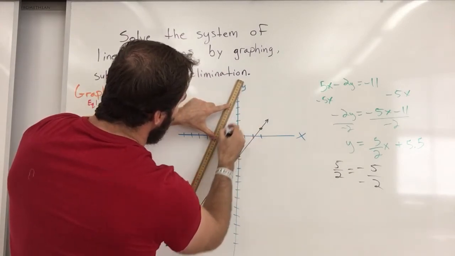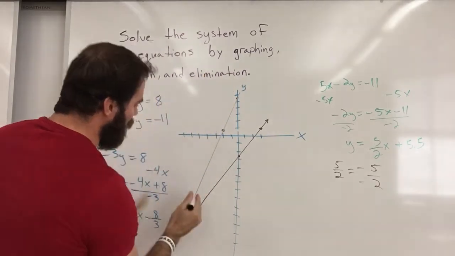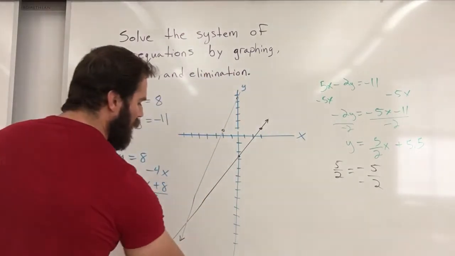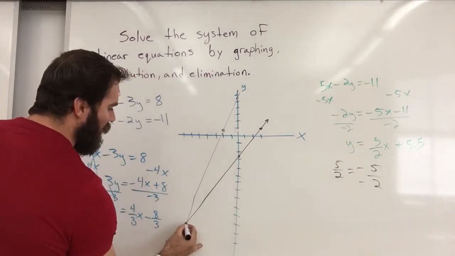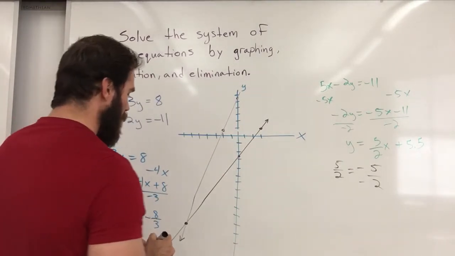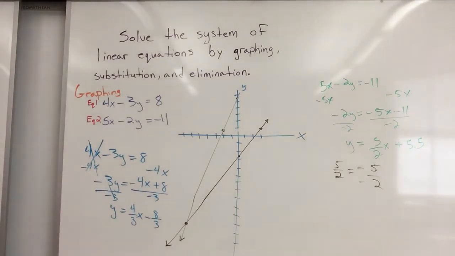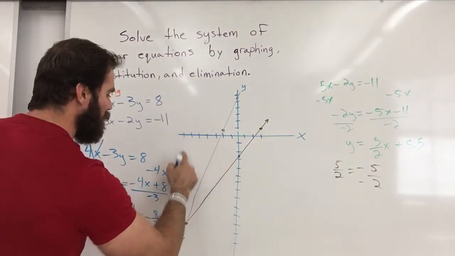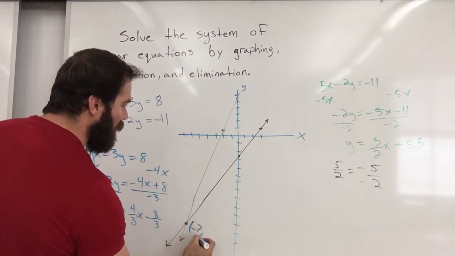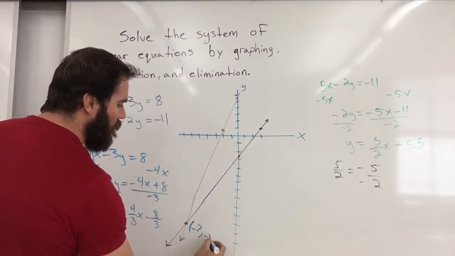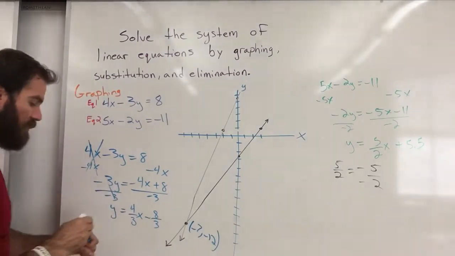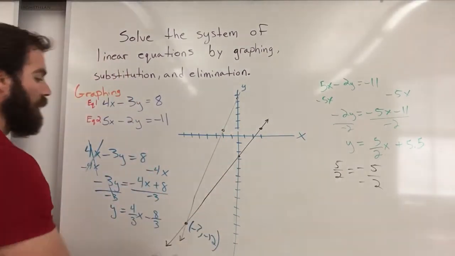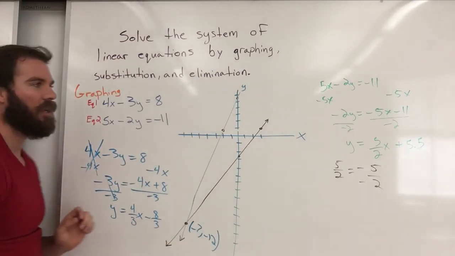And if I was perfect at drawing this, it would hit at -7, -12. If I was doing this really nicely, everything even and perfect, my solution would be -7, -12.